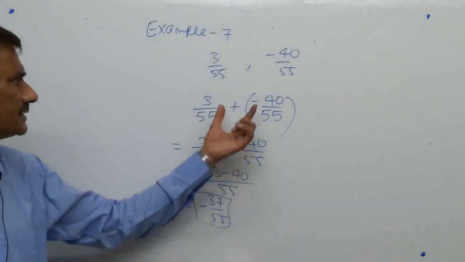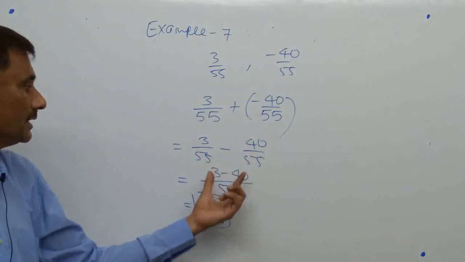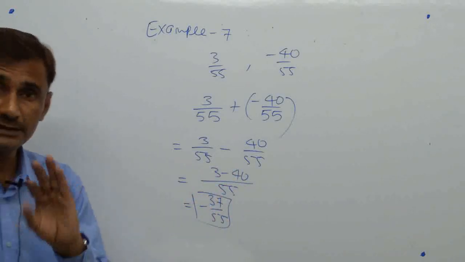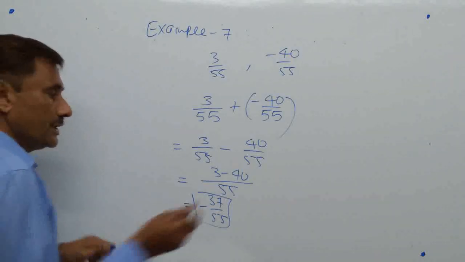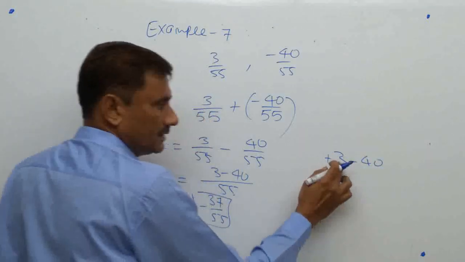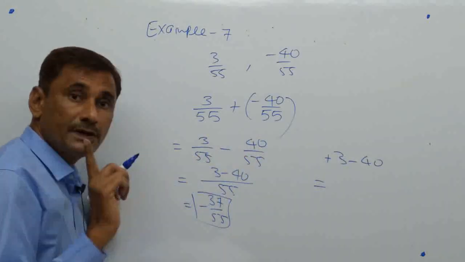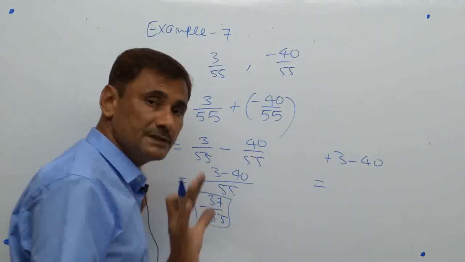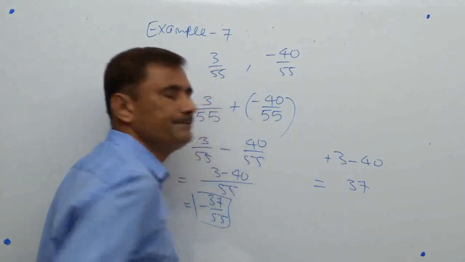Nothing else was done. Just place a plus sign in between and open the bracket. The denominators are already equal. So 3 minus 40, we got minus 37. I think you know why 3 minus 40 is minus 37. Just look there. 3 means positive. Whenever opposite signs are there, take the difference. Difference means always greater minus smaller. So I have taken the difference, 37.